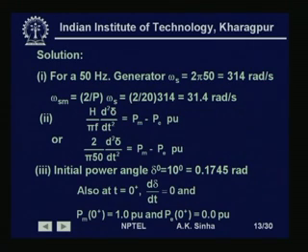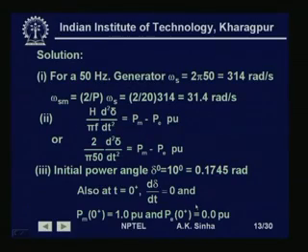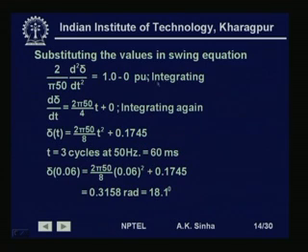So, d delta by dt is equal to 0. Now, P m at 0 plus is equal to 1, that is, we have assumed that the mechanical power input has not changed after the fault for the time under consideration, and P e at 0 plus is equal to 0.0 since the fault has occurred. So, immediately after the fault we have this power output as 0. Therefore, now substituting these values in the swing equation, we will get 2 by pi 50 into d2 delta by dt2 is equal to P m, which is 1, and P e, which is 0.